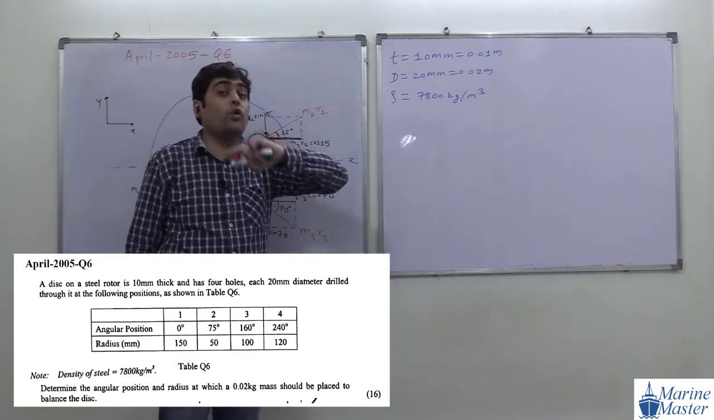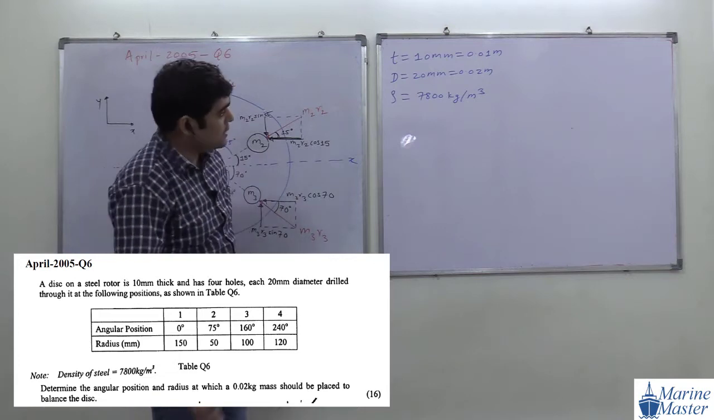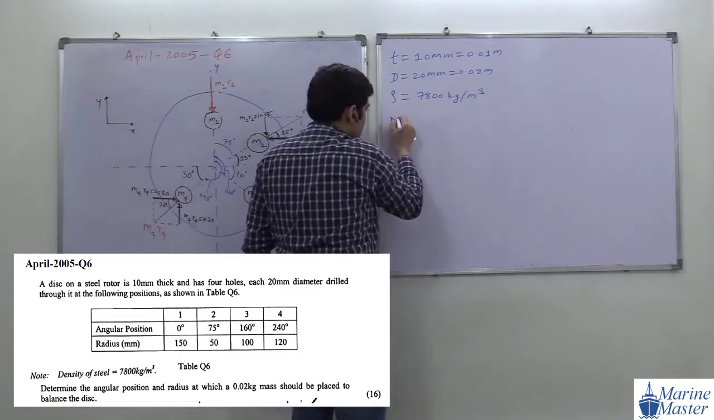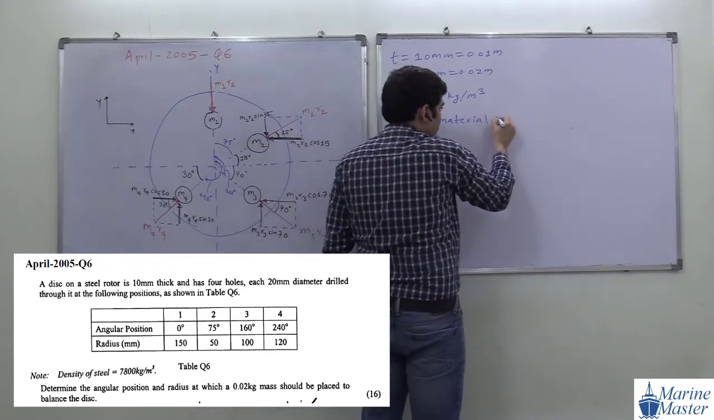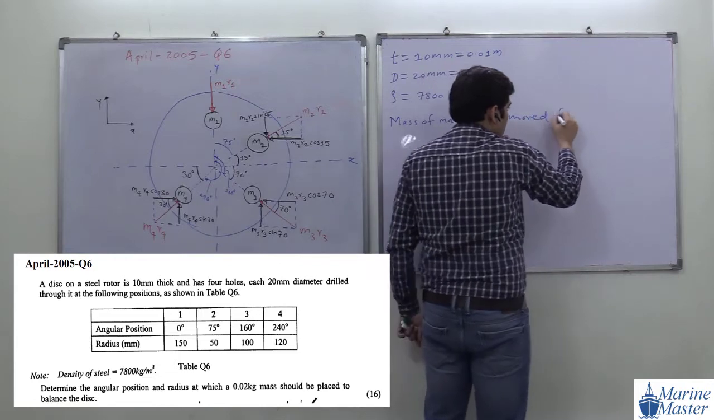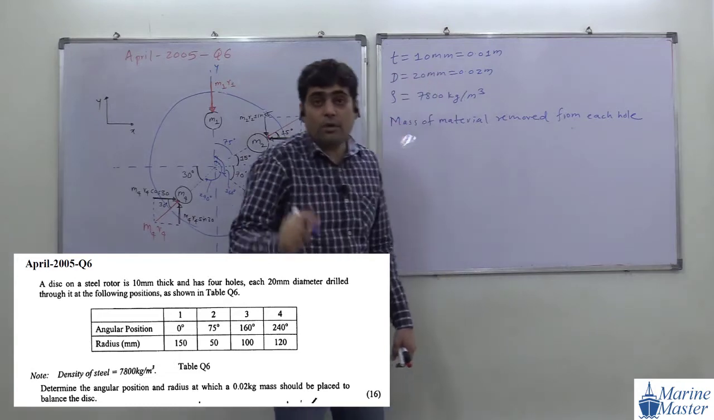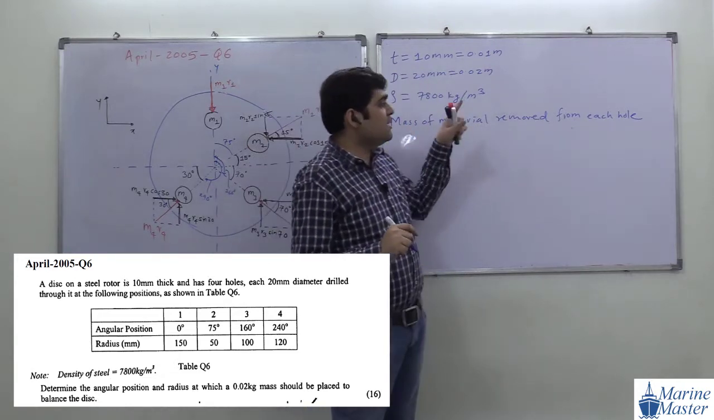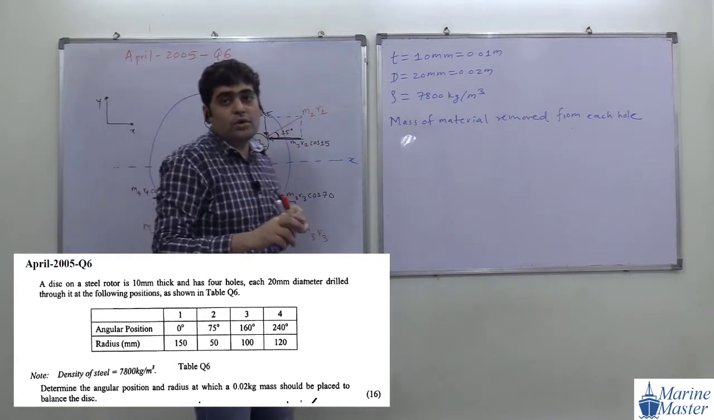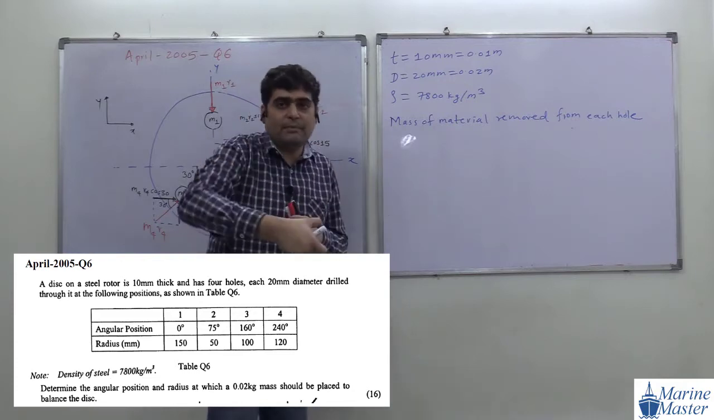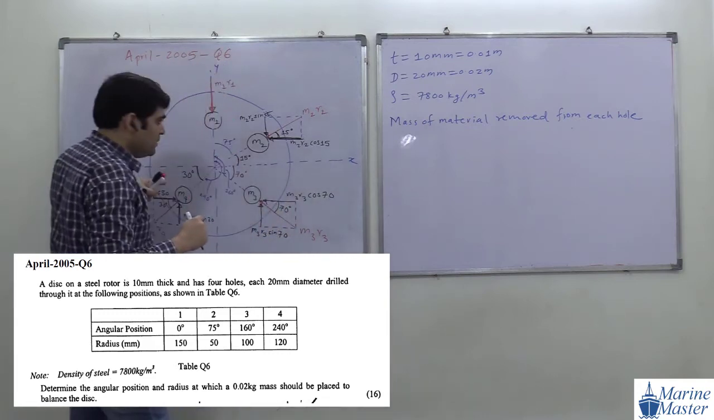So mass of each hole. Okay, mass of material removed from each hole. Try to see the point. How much mass are we going to remove from each hole? What we said is M1, M2, M3. So each hole has the same diameter and the same depth. So mass from each hole will be the same.